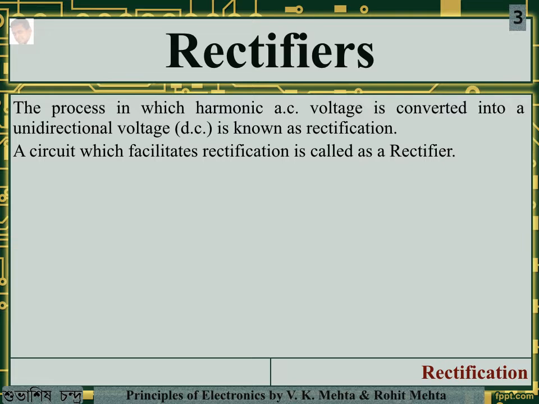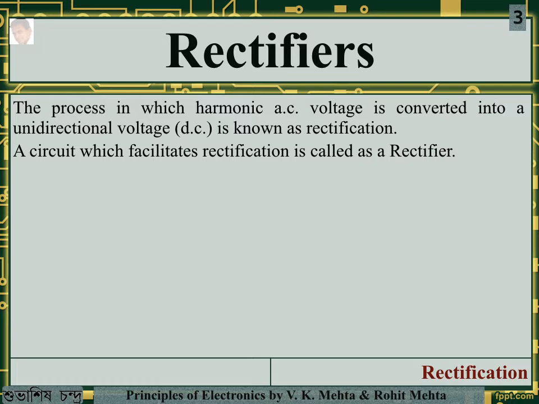Now, coming to the question, why do we require a rectifier? The current that we receive at our home is alternating in nature. That is, it has a positive going cycle and a negative going cycle. Whereas many devices in our everyday use are DC operated. That is, they have either a positive cycle or a negative cycle. So there is a requirement of an interface which can convert this alternating voltage into its DC equivalent.